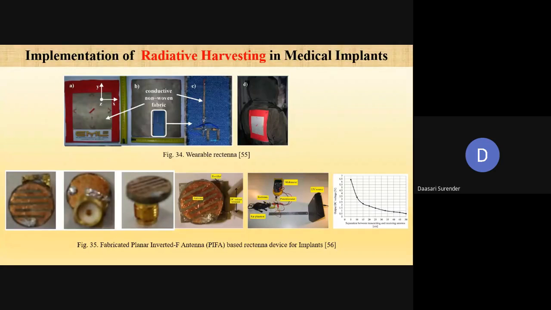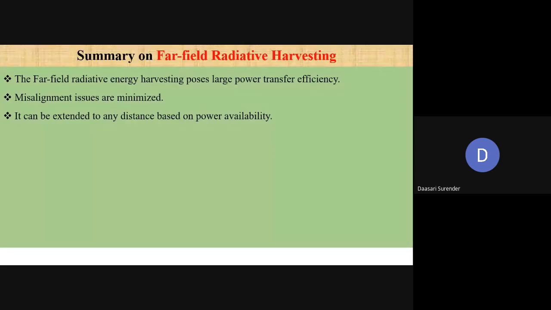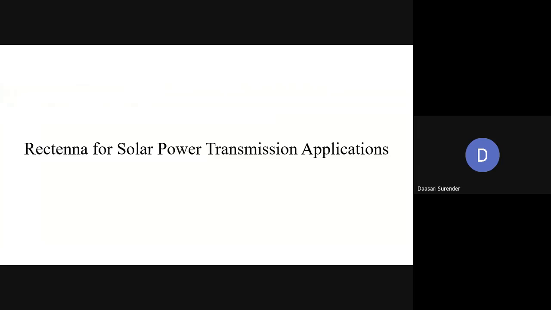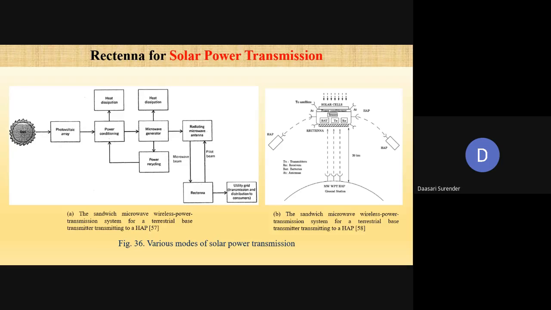So various rectenna configurations for the far field case are presented. One is a wearable rectenna and the other one is an implantable device. Solar power transmission applications: there are various modes of solar power transmission application. In the first one, the rectenna is placed in the ground plane.